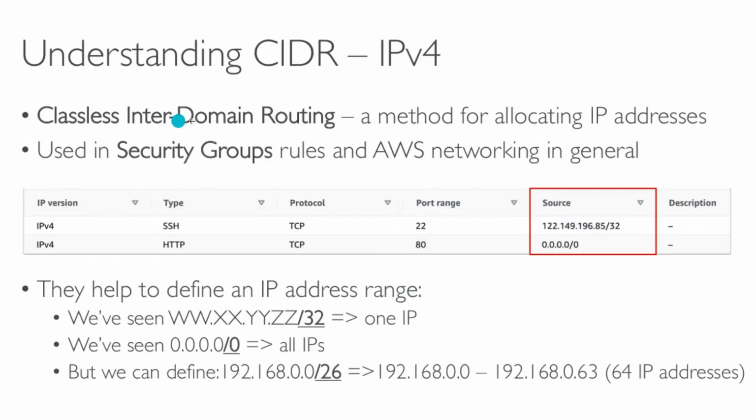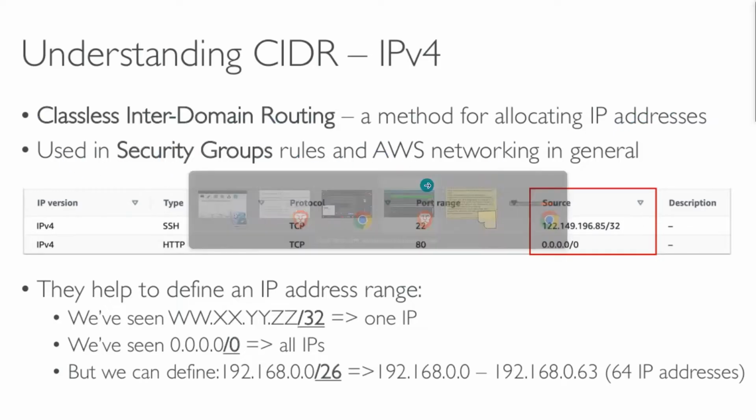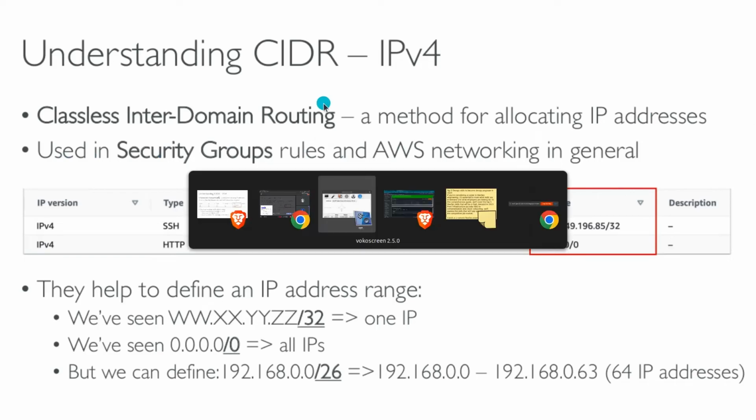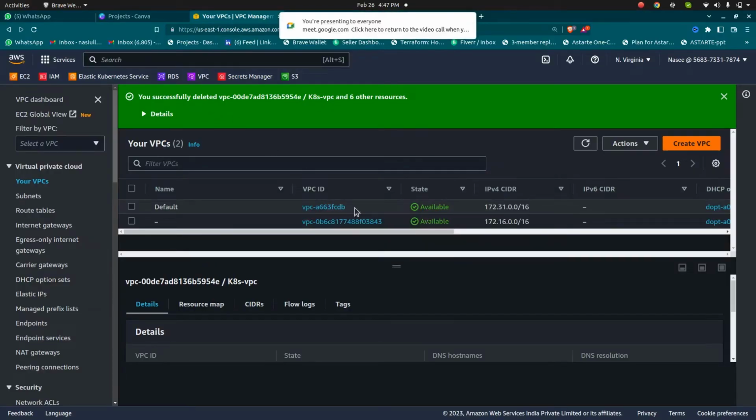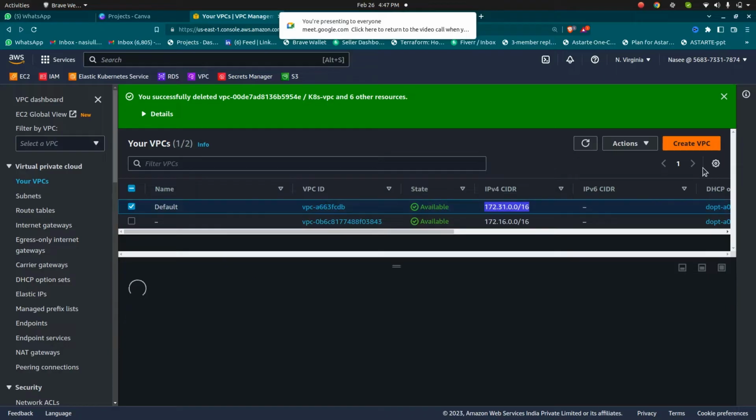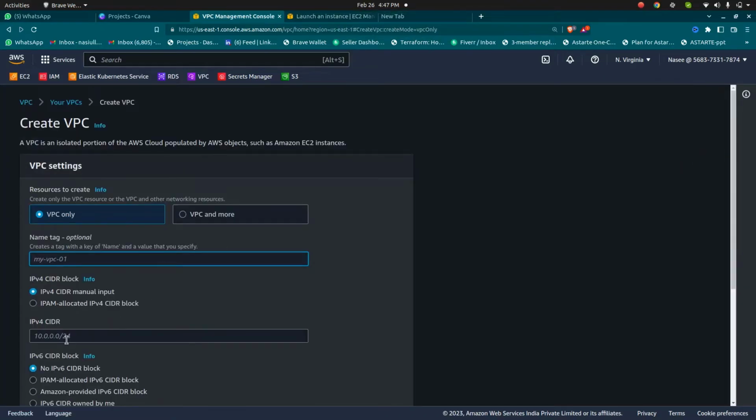So classless inter-domain routing is a method of allocating IP addresses. This is also used in security group rules and AWS networking in general. If I show you this here, this is what a CIDR range is. If I click on the create VPC option, it asks me to enter the CIDR range. So we have to define what should be the range of IPs that are going to be used in this VPC.